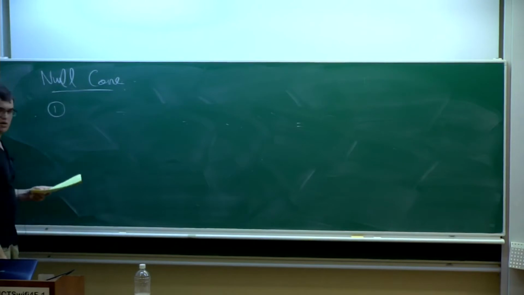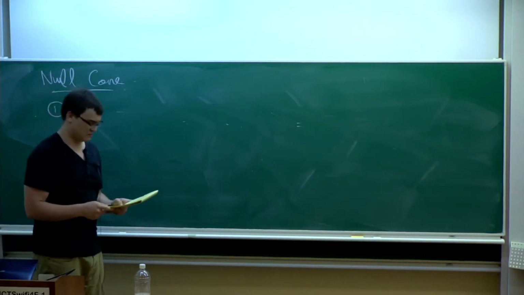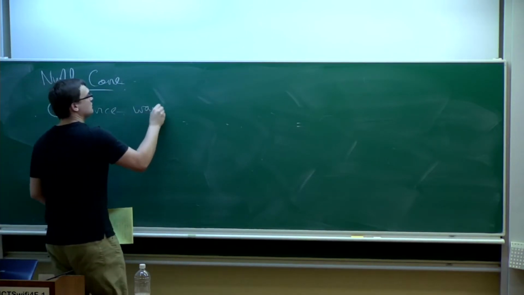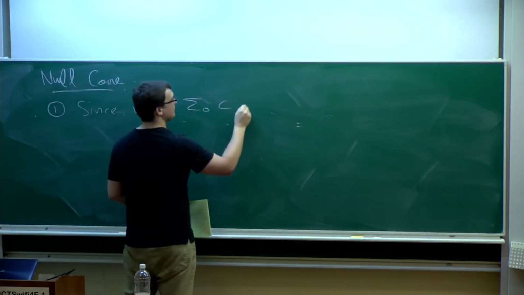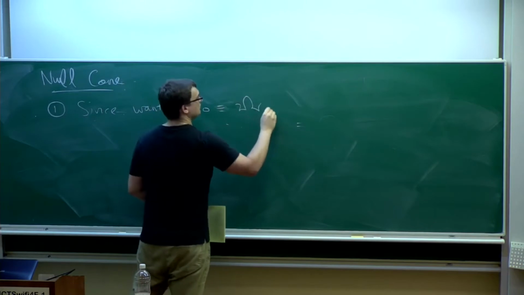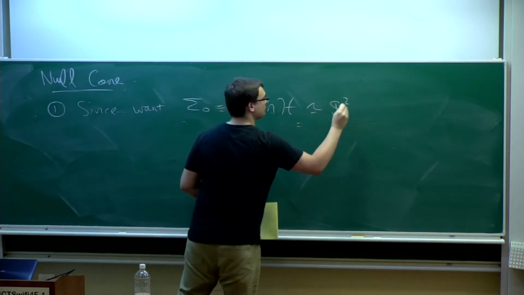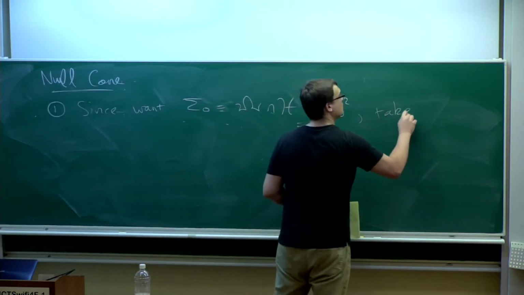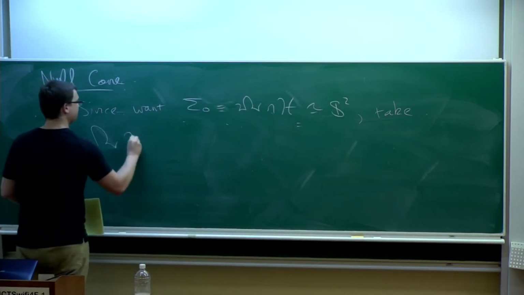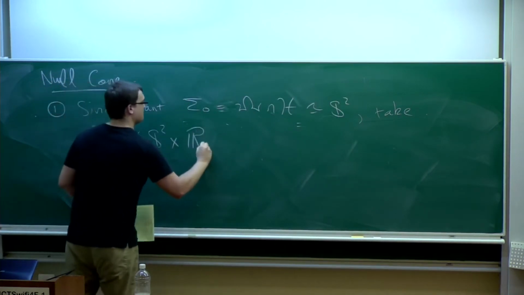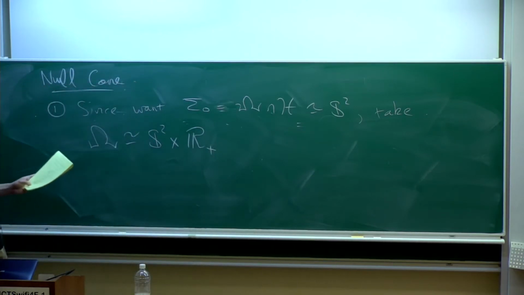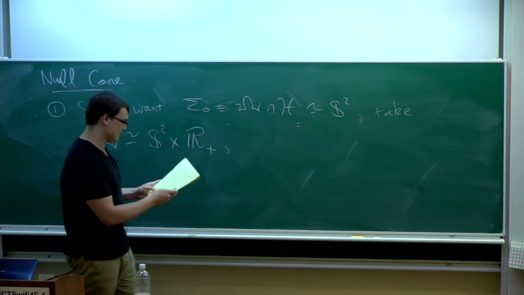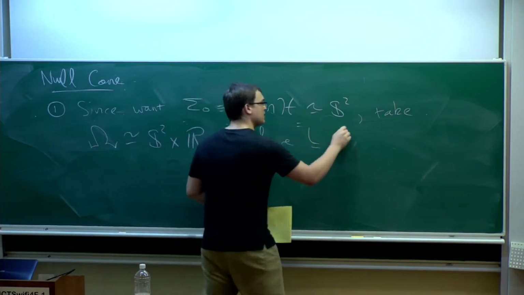Okay, so firstly, any questions? Still good? All right. So since we want the initial cross-section with the event horizon to be an S2, I'm going to take omega to be a cylinder, S2 times R plus, because I'm starting from sigma 0. Okay, and here the R plus we think of as being generated by the L bar, which we now know gives us null geodesics.